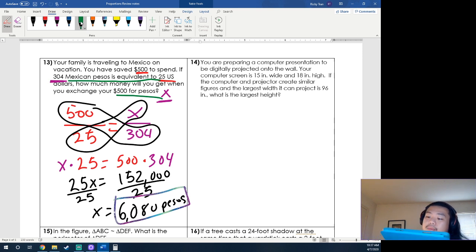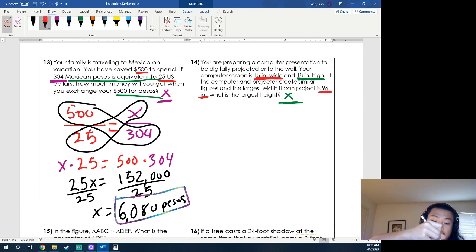You are preparing a computer presentation to be digitally projected onto the wall. Your computer screen is 15 inches wide and 18 inches high. If the computer and the projector create similar figures and the largest width that can be projected is 96 inches, what is the largest height? Okay? This time we're going to match it a little differently. We're going to match 15 inches wide and 96 inches wide, and then we're going to have 18 inches high and X inches high, which is what we're trying to find.